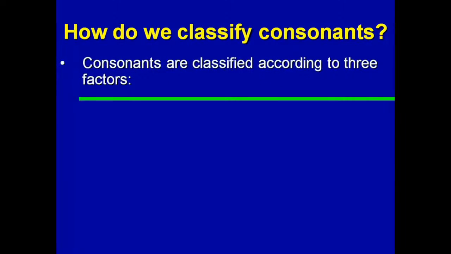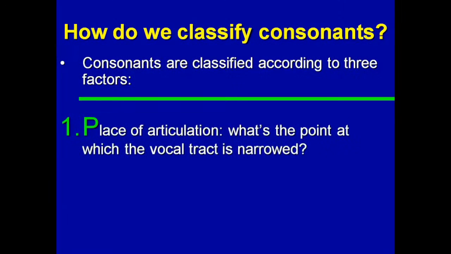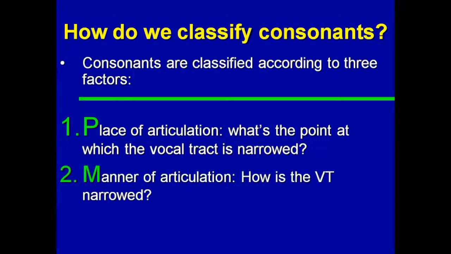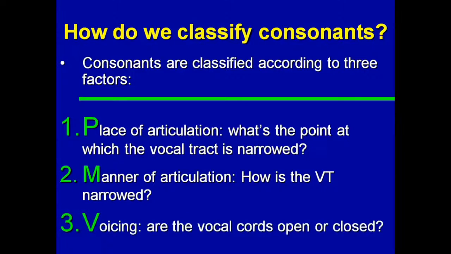First of all, we can talk about place of articulation. This is what I have just explained. It means what's the point at which the vocal tract is narrowed. And number two, the criterion number two by means of which we have to describe sounds is manner of articulation. How is the vocal tract narrowed? And of course, number three, voicing. Here we are talking about the vocal cords, whether they are open or closed. According to these three criteria, we can obtain different categories of sounds here. Okay?